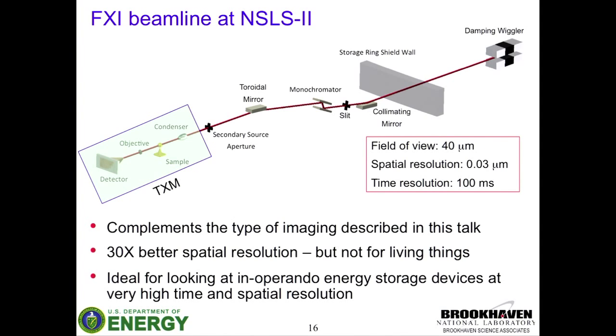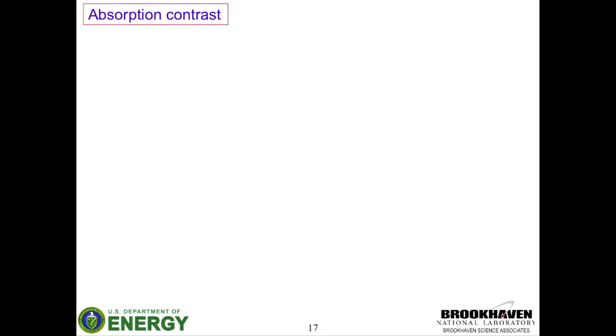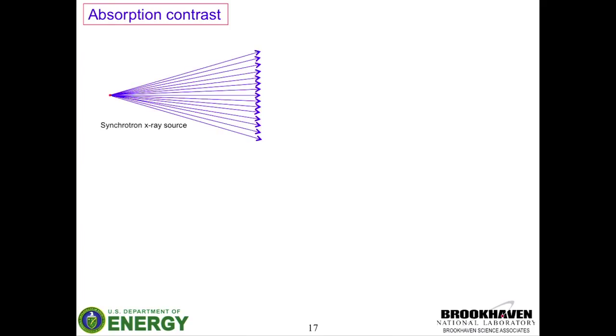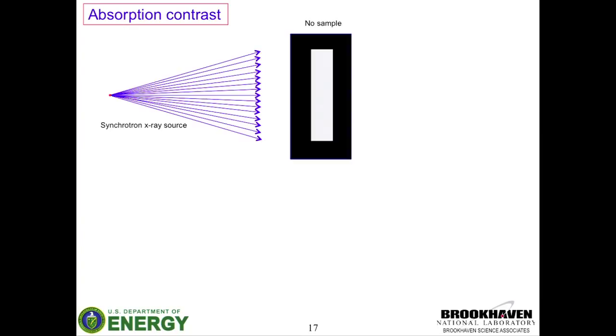All right, so let me flip back to X-ray imaging again, okay? There are 2 primary contrast mechanisms for X-ray imaging. The first is what we call absorption contrast. So let's say you have a synchrotron X-ray source. Here's the X-ray beam coming out. What would it look like on a detector? Let's say the detector is dark, and so when the beam hits, you see this bright stripe, okay? So let's say this is where the beam hits.